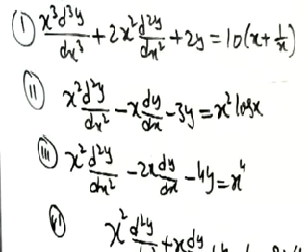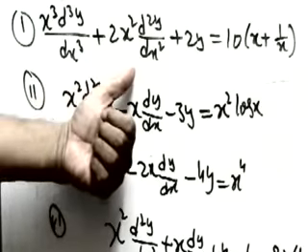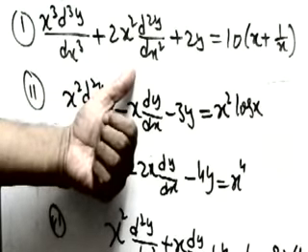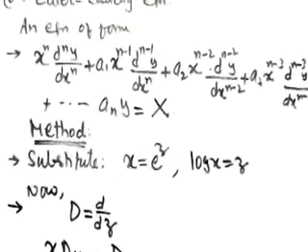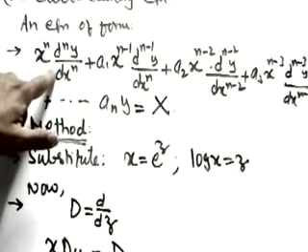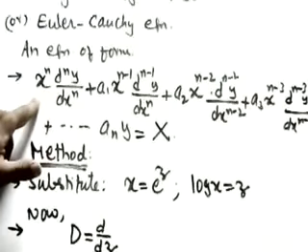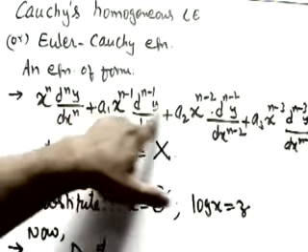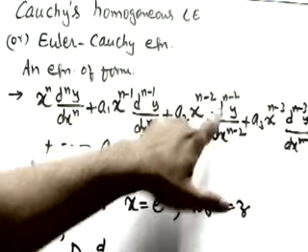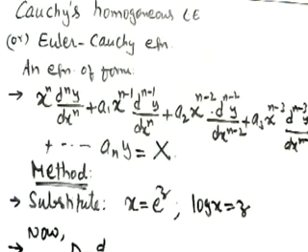The examiner will not say, solve this by Cauchy's linear equation. We must look at the question, observe it, and recognize that these types of questions are homogeneous equations. So there is a method for this. The general form is x power n d power n, x power n minus 1 d power n minus 1, x power n minus 2 d power n minus 2. These are called Cauchy's homogeneous equations or Euler-Cauchy equations.